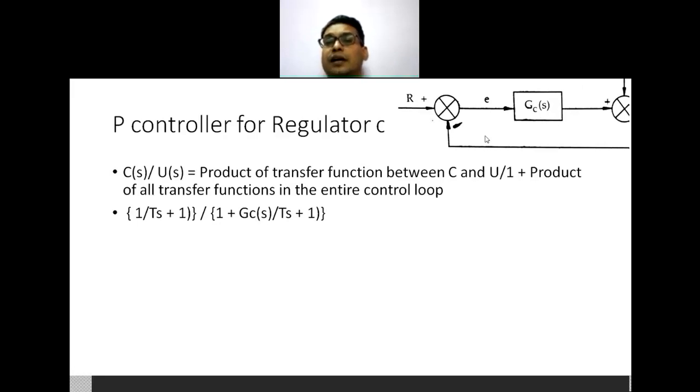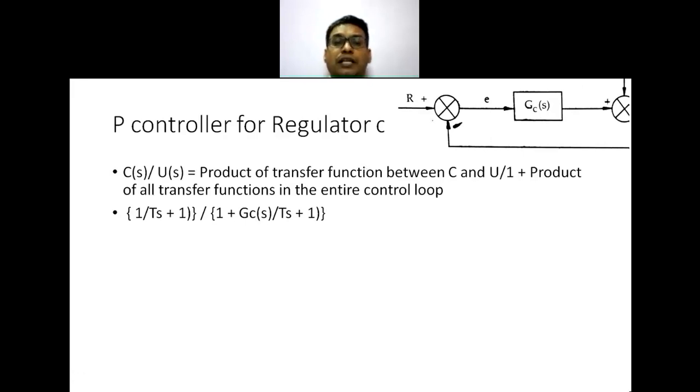That is for a regulator problem. So our first order system, that is 1 upon 1 plus tau s, and 1 upon product of all transfer functions in the control loop, that is 1 plus Gc(s) upon tau s plus 1. So this is our controller Gc(s), and this is our process.